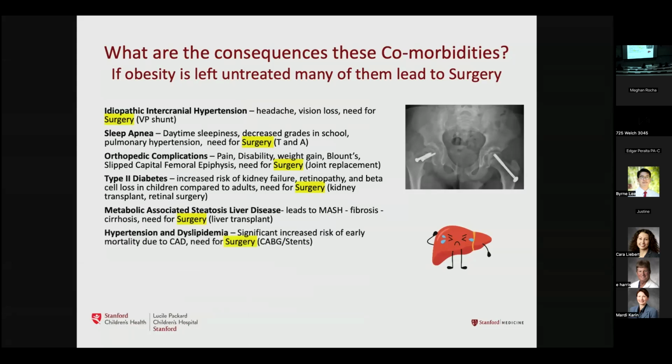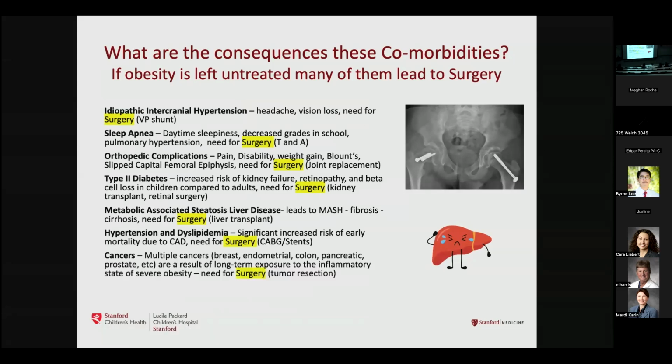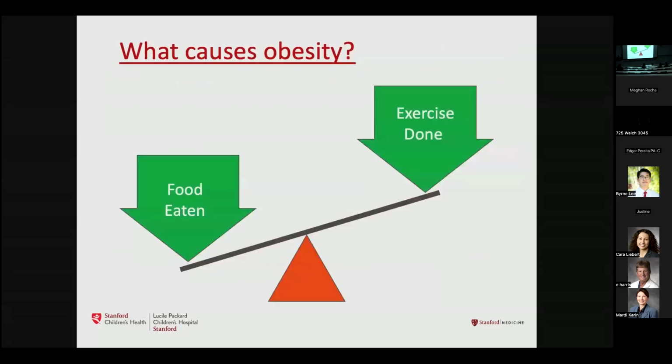Hypertension and dyslipidemia can lead to coronary artery disease. And finally, cancer is caused by the inflammatory state of obesity. In fact, the leading reason why metabolic and bariatric surgery in adults leads to a longer life is because of the decreased cancer rates. So what causes obesity?